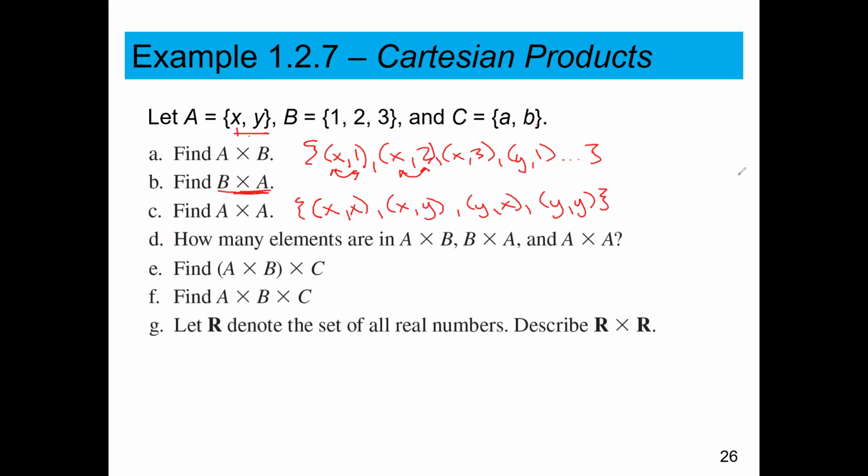So now you'll notice something. The first two have a total of 6 elements. This one has 4 elements. The reason is that in the first spot I have 2 options, and each one of those has 3 options to go with it. So 2 times 3 equals 6, which is where we get the 6 elements. However, when we did A cross A, it was 2 elements for the first one and 2 elements for the second one, so there were 4 possible combinations.